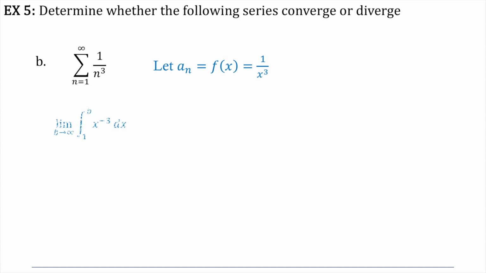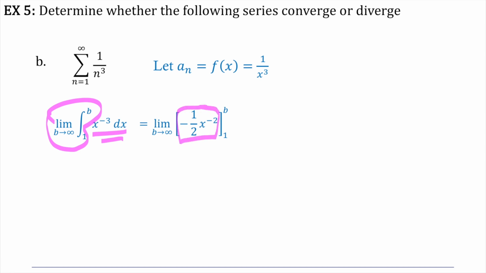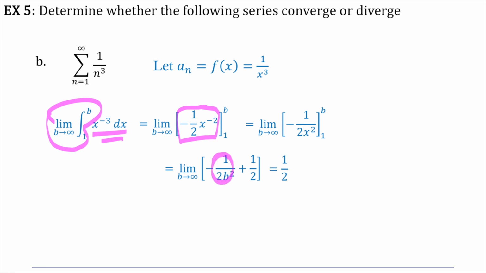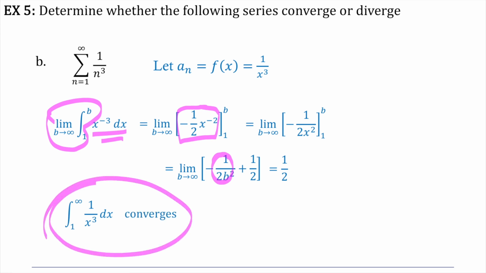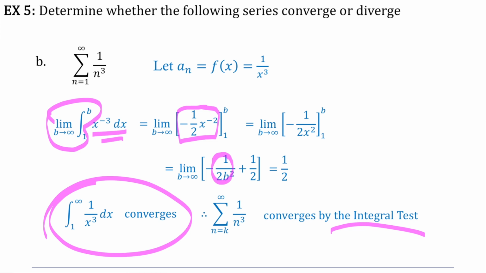And now we can just go ahead and integrate this. So the limit as b approaches infinity, okay, so we're going from 1 to b of x to the negative 3. We get negative 1/2 x to the negative 2, evaluating from 1 to b. And then as b goes to infinity, that guy goes to 0. So the whole expression goes to 1/2. So this integral converges to 1/2. Therefore, the series also converges by the integral test.